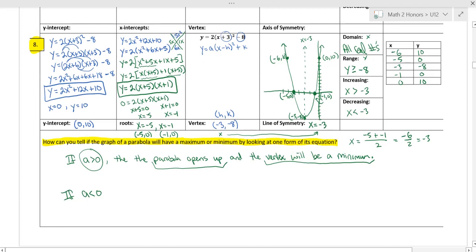Factored form sometimes can hide a, but you can always think, if I were to multiply factored form out, what would I get in front of x squared? And then vertex form will always show a. A is what's in front of the x minus h squared. So if a is negative, then the parabola opens down, and the vertex will be the highest value, which is the maximum.